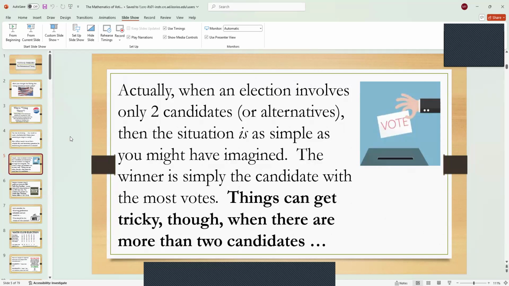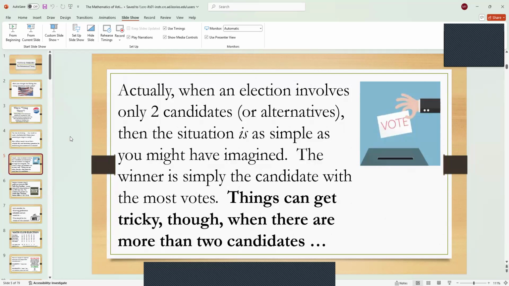Let me be clear. We are not in this section talking about voting for the President of the United States. That system has its own name. It's called the Electoral College, and there's definitely a lot of math we could talk about there, but we're not discussing that today.